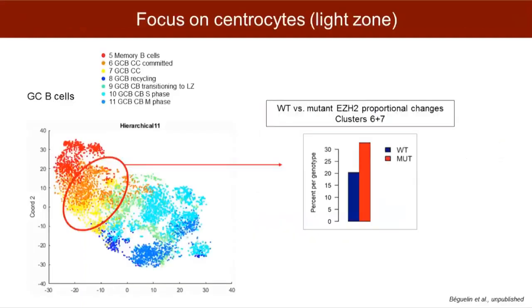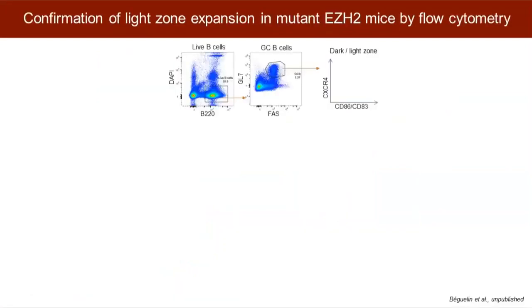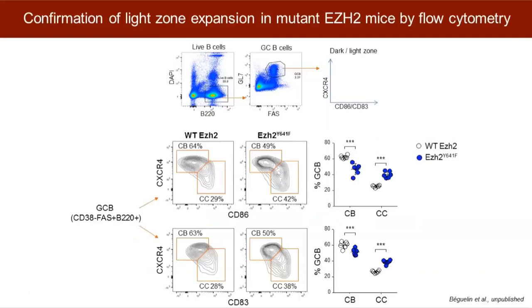Another population that had clear proportional changes when we compared wild type to mutant EZH2 in the germinal center UMAP plot was the centrocytes, the light zone. Mutant EZH2 was increased in clusters 6 and 7 taken together. So we evaluated the proportions of centroblasts and centrocytes in wild-type and mutant germinal centers by flow cytometry using the surface markers CXCR4, CD83, and CD86. And we confirmed the expansion of centrocytes in mutant EZH2 mice.